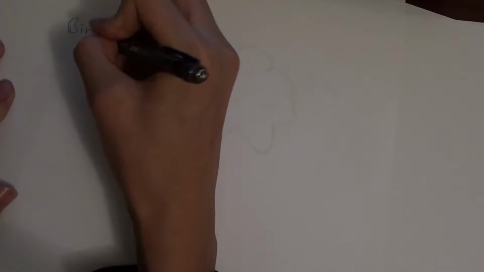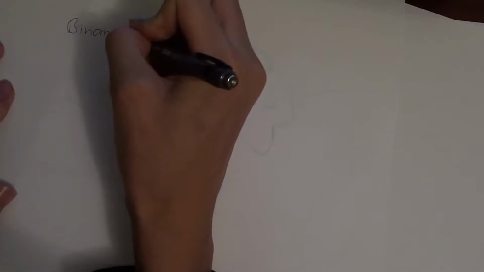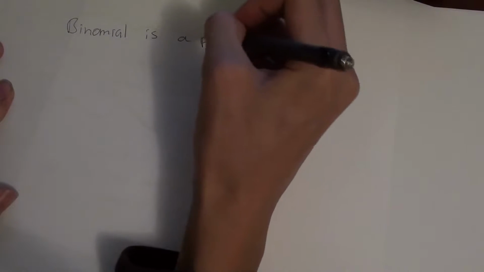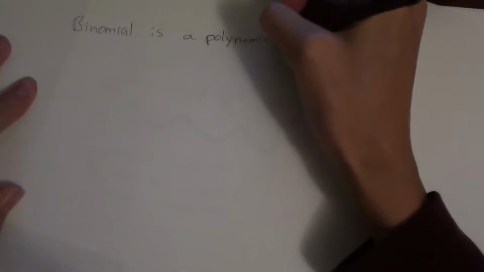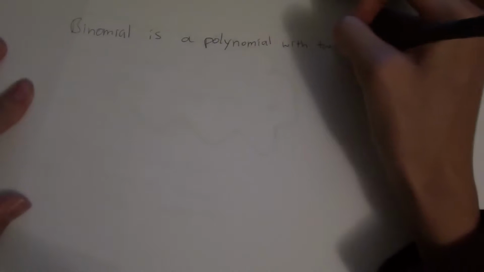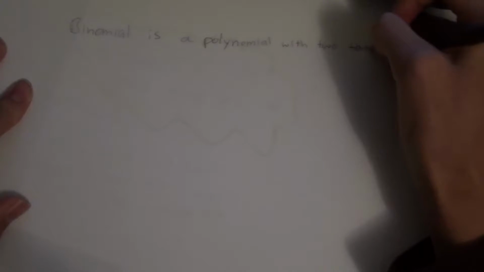So, what is a binomial? First of all, a binomial is defined as a polynomial with two terms. So, let's just write that down. A binomial is a polynomial with two terms. And we're going to define each of these separate words.